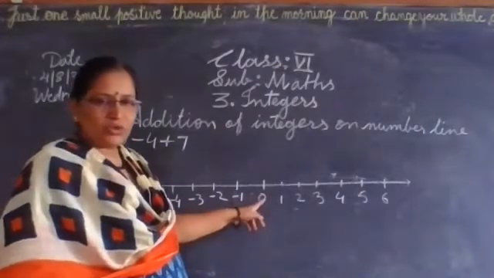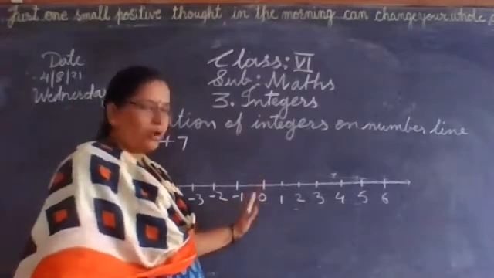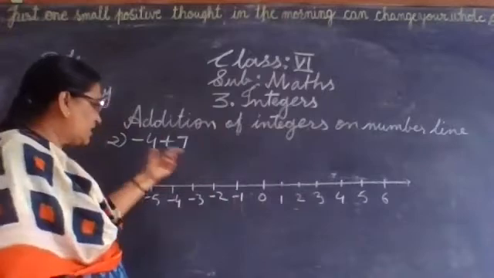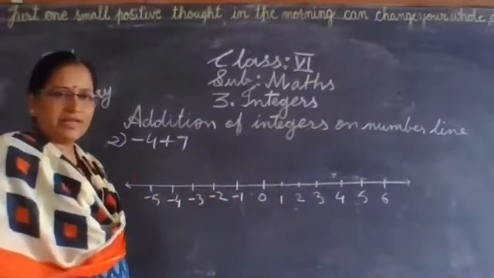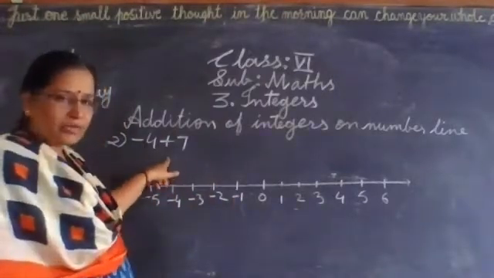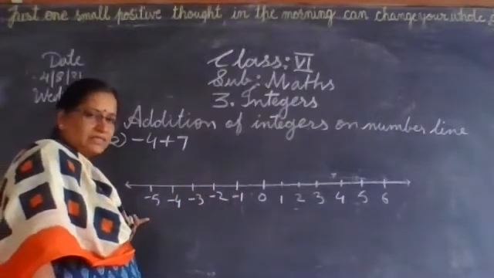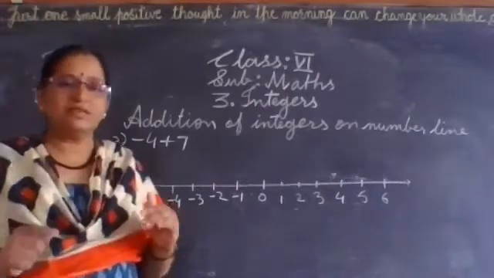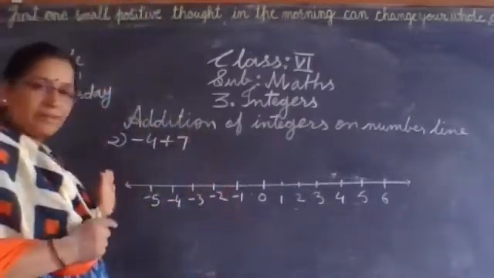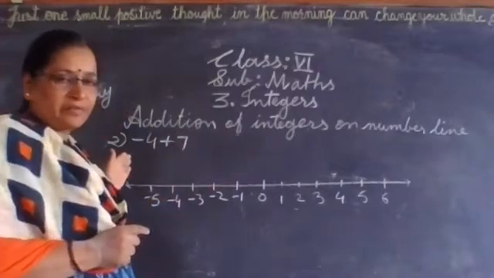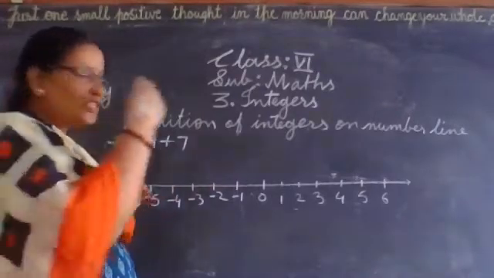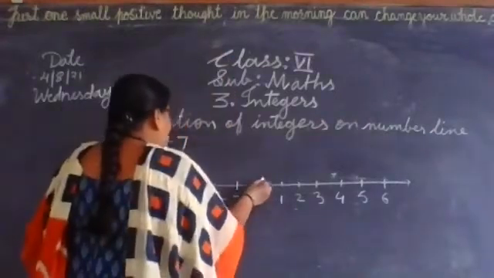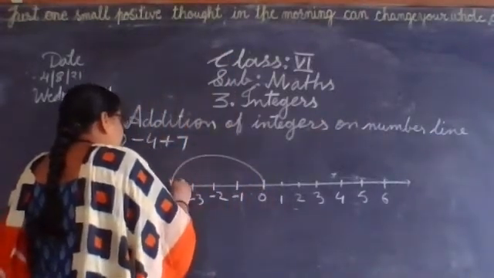You know beta, 0 is neither negative nor positive. So all the integers that are present on the right side of 0 are positive and the integers that lie on the left side of the 0 are negative. -4. See, these are the minus integers. So first we will go from 0 to -4. Now listen children, while doing the subtraction, you have to move left side. And while doing the addition, you have to move the right side. So we go from 0 to -4. See, we reached here.